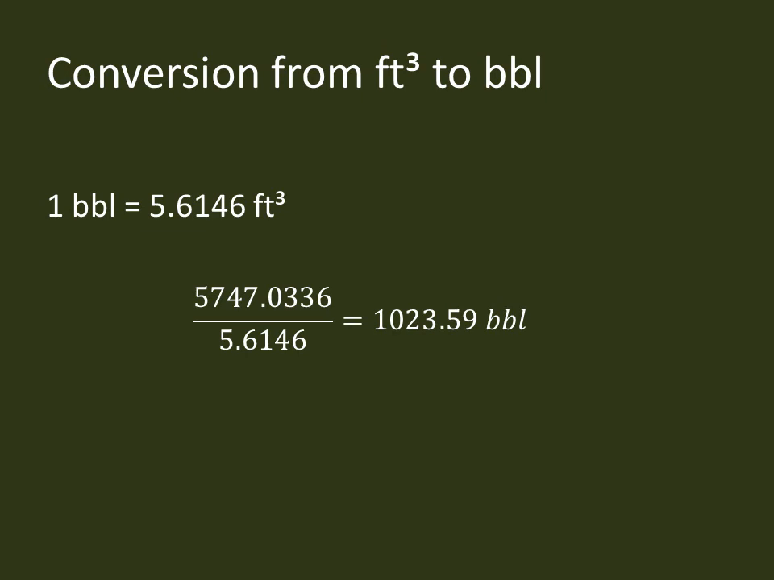Now, the problem question did not ask for the answer in cubic feet. It wanted an answer in barrels. So for the final portion of our problem, we have to convert our cubic feet into barrels. 1 barrel equals 5.6146 cubic feet. So all we have to do is divide our answer in cubic feet by 5.6146. Doing this gives us an answer of 1,023.59 barrels. And that's our final answer.